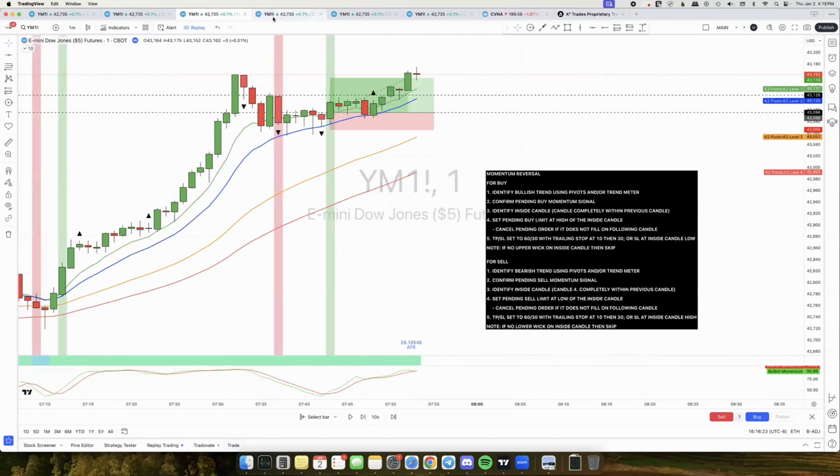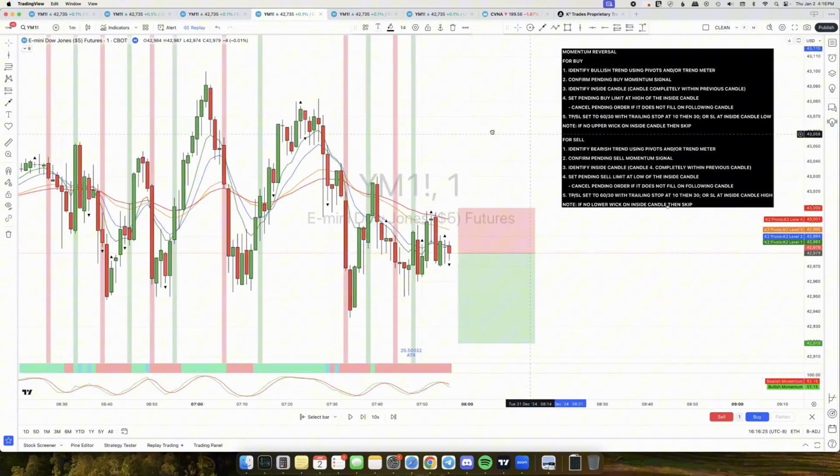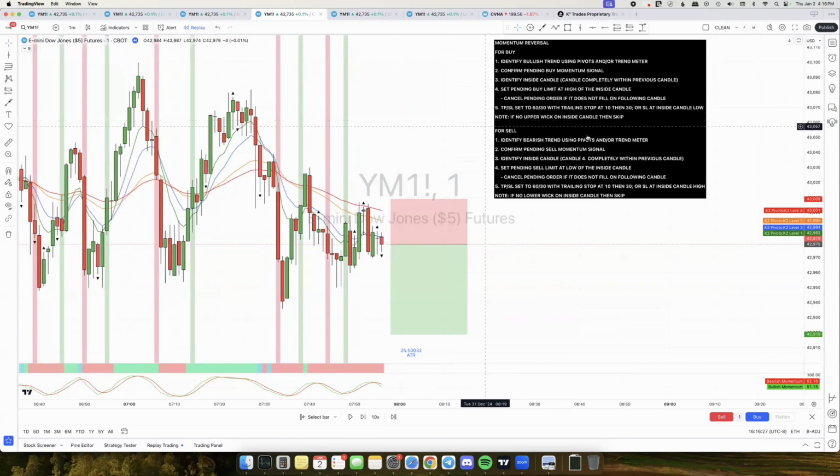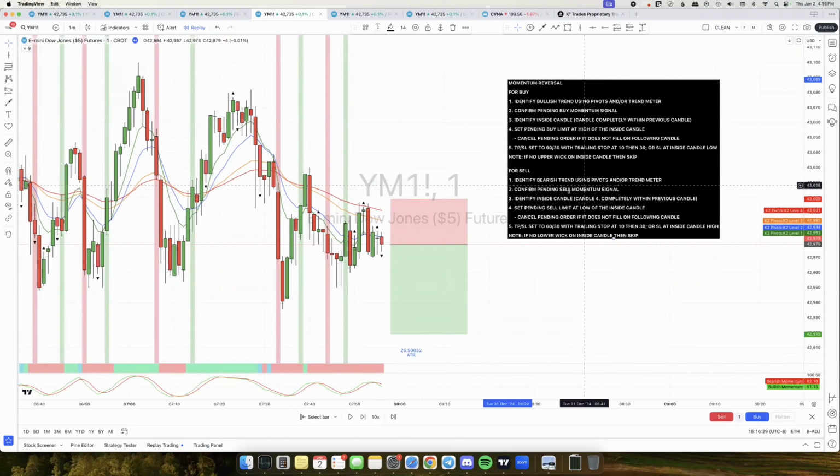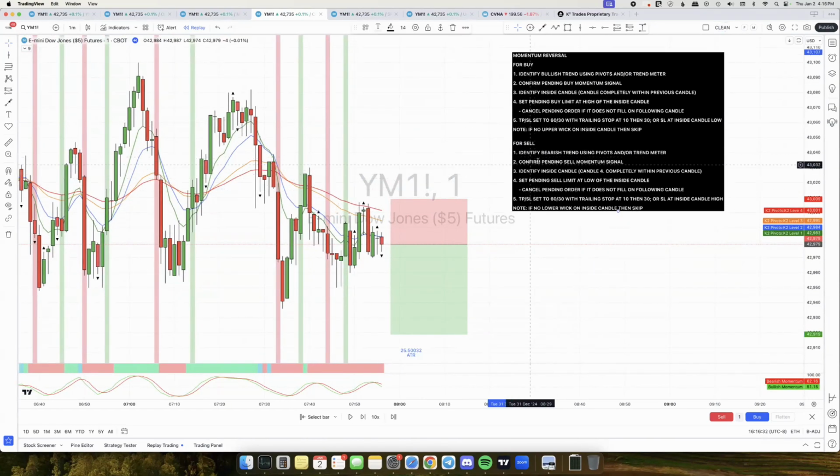Let's go over to a sell example. So here's a sell example, same requirements. So same thing, you want to confirm the trend first. So for a sell, identify a bearish trend using the pivots and or trend meter. You can see here that price is below the pivots, trend meter is red, pivots are angling down. This indicates that price is in a bearish trend.